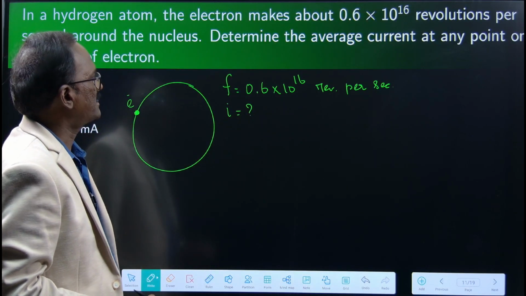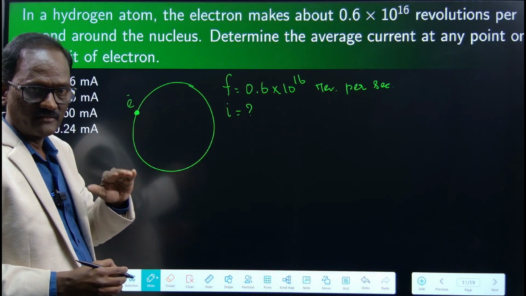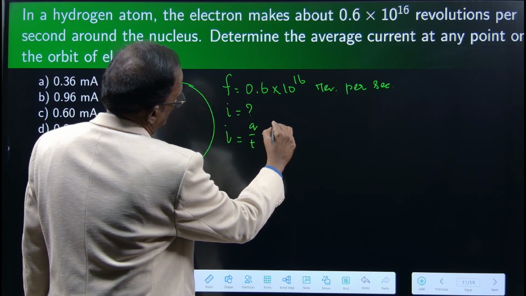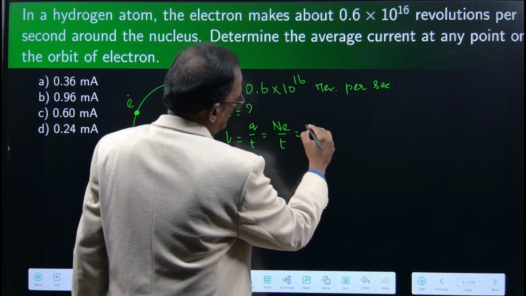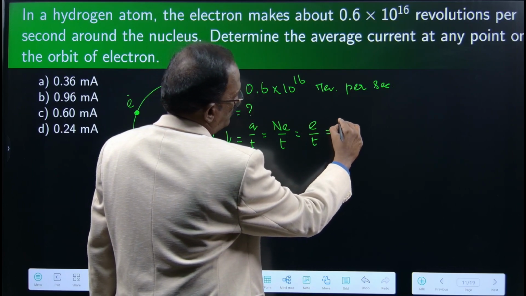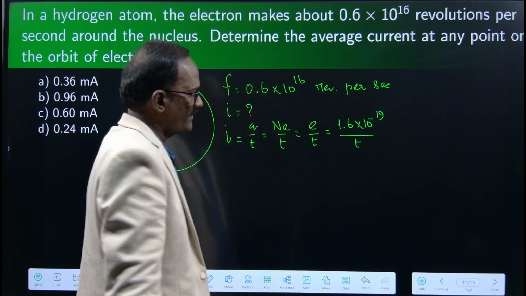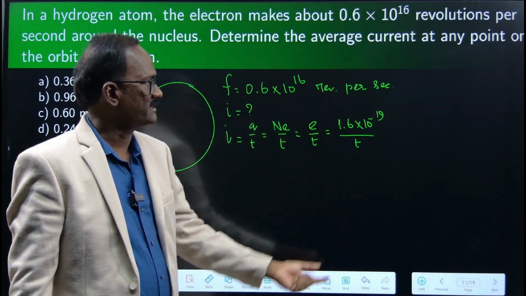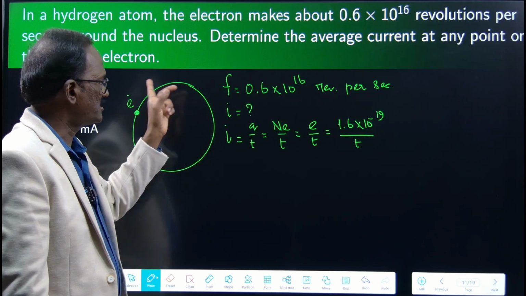The question is to find the current, right? It is only one electron, a fixed number of electrons. So we will write I is equal to Q by T, that is Ne by T. N is equal to 1 electron, so this is e by T. The e value is 1.6 into 10 to the power of minus 19 by T. The T value we have to calculate from the frequency. It is revolutions per second. I want the time for one revolution.